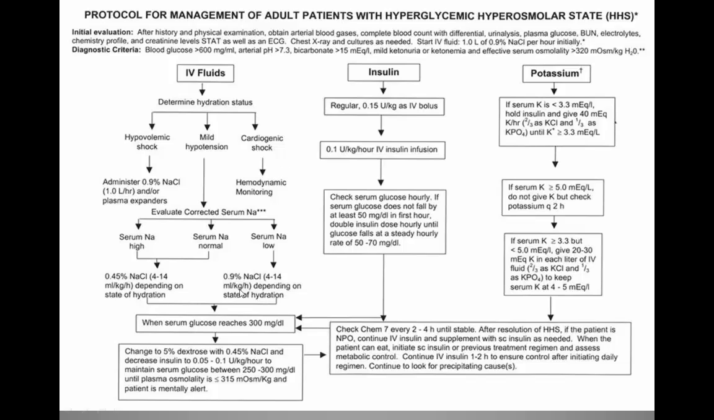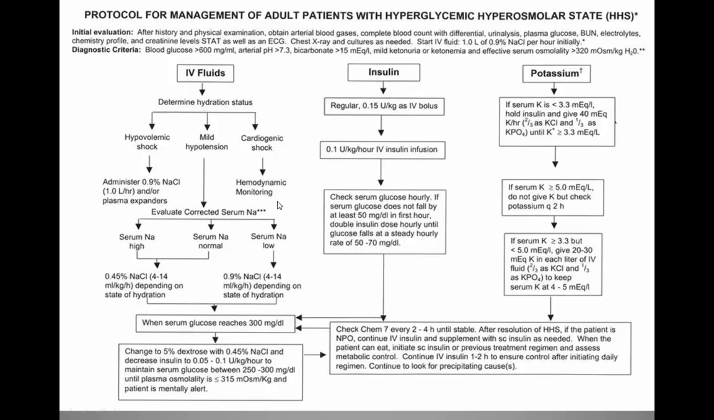Okay. Now, when the patient reaches glucose levels, depending on the book that you're reading, between 250 to 300, you have to think about a possible drastic drop if you do not add the glucose, the dextrose. So you need to change the IV solution from normal saline or half normal saline to 5% dextrose with half normal saline, and also start decreasing the insulin from 0.1 to 0.05.